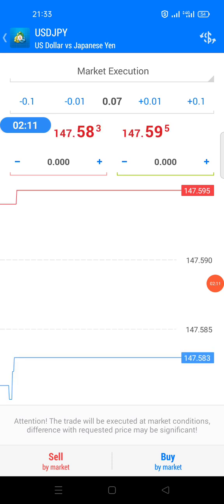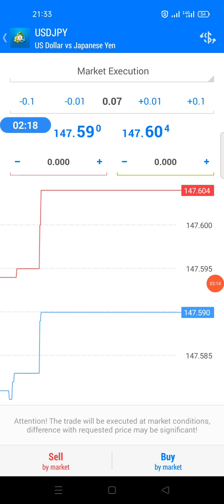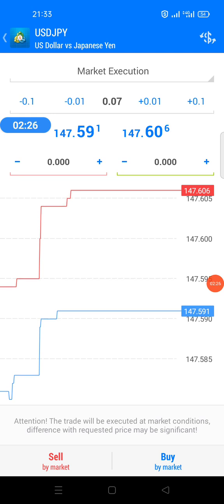So here you see your lot size, which is the blue number in the middle at the upper side, where you have 0.07. The left one is your stop loss, which has a red line. Then the right one is a green line. That's where you put your take profit. Then down below is where you click on sell or buy.